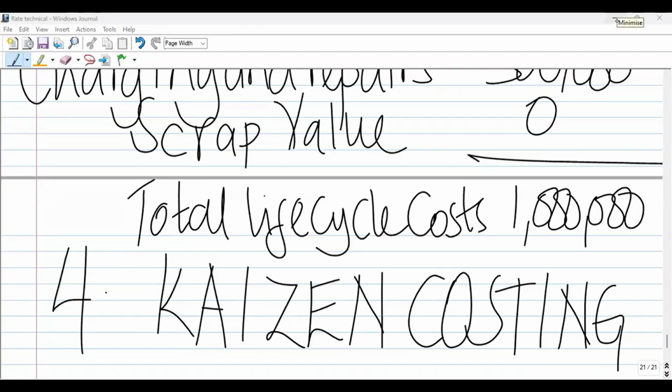This is widely used by Japanese organizations as a mechanism for reducing and managing costs.